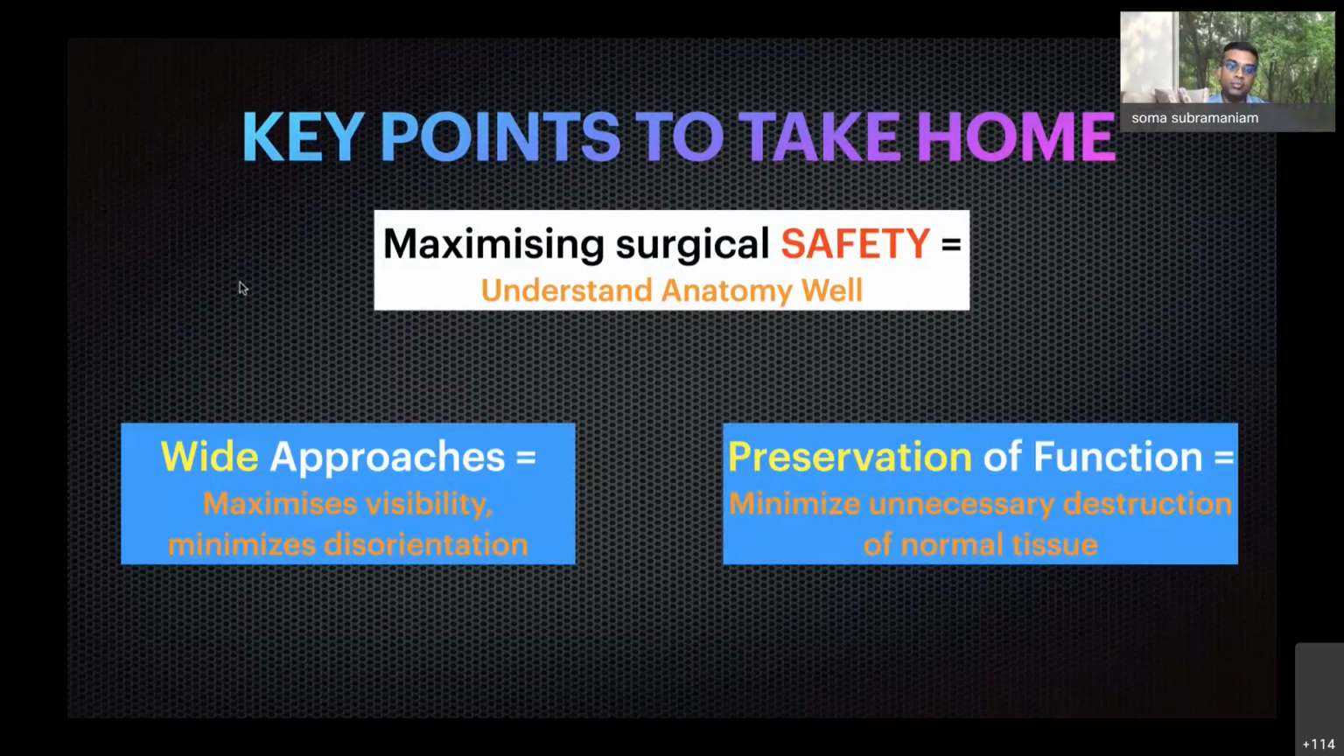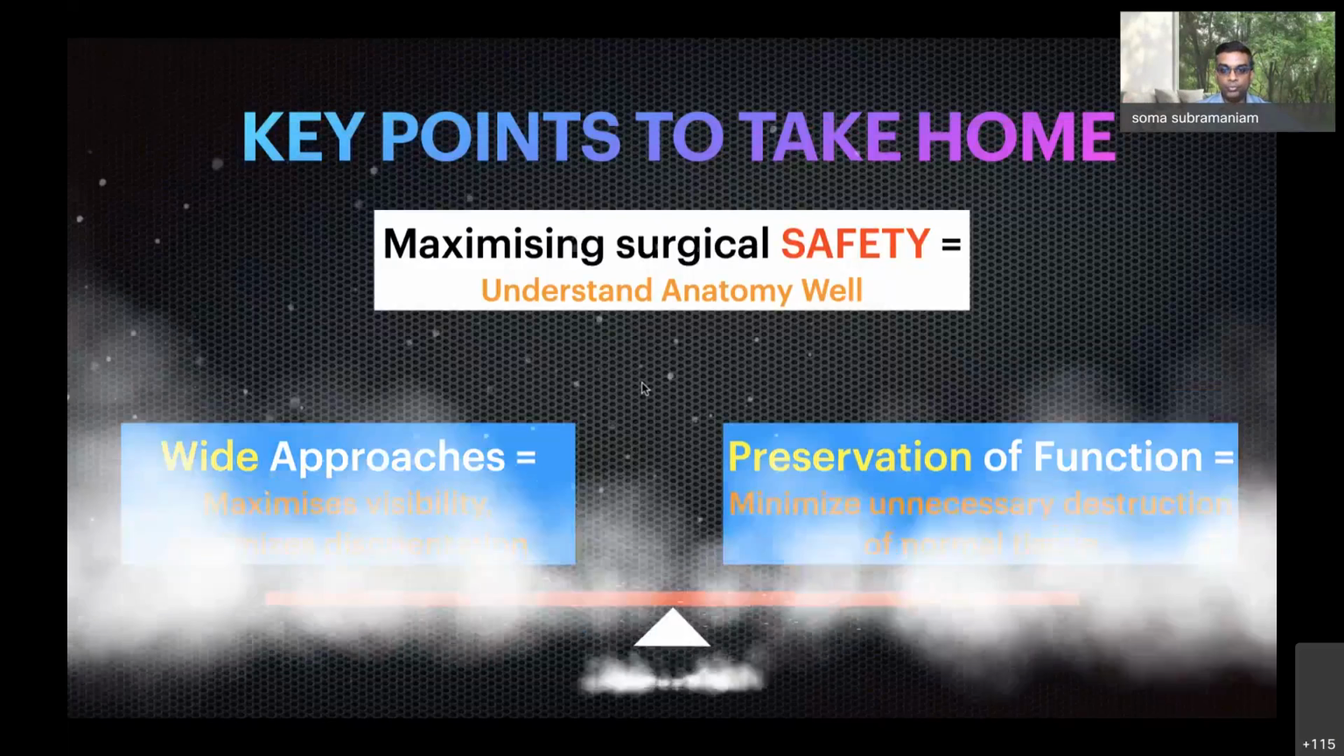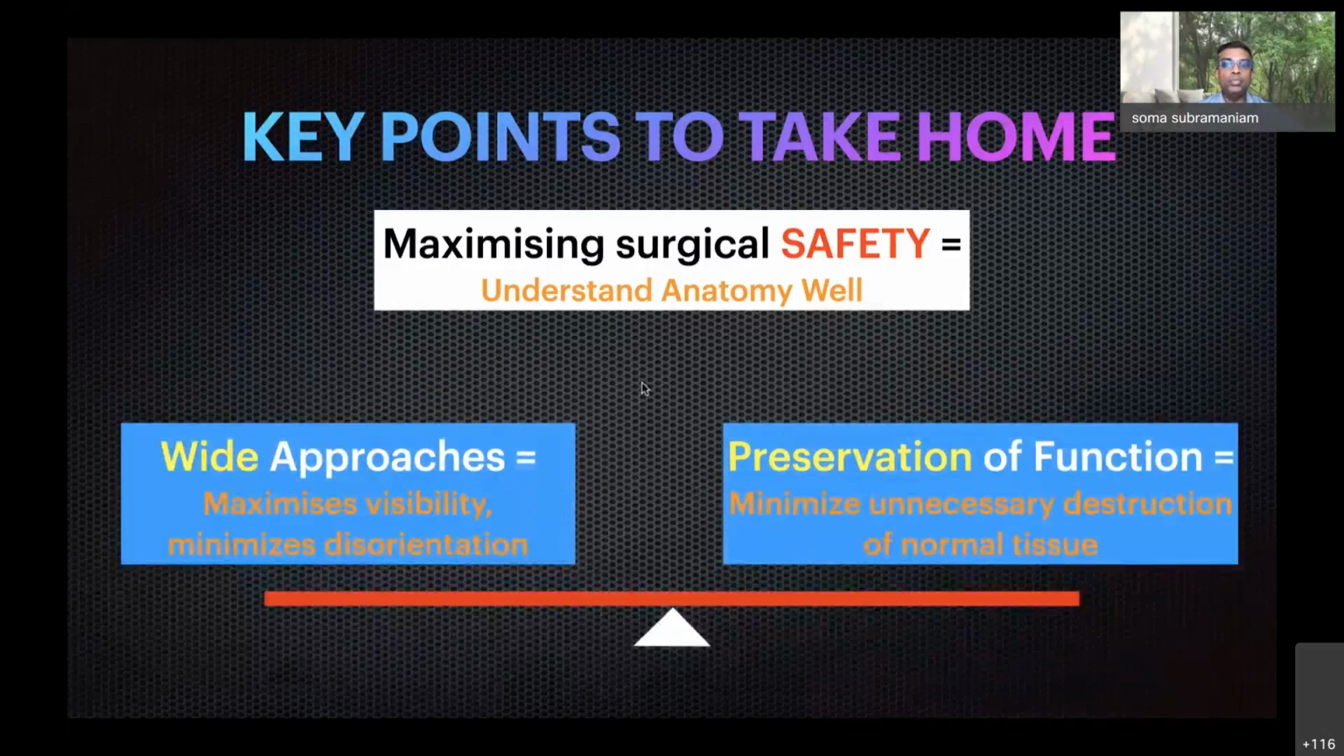The nose has five functions, right? So it's filtration, olfaction, respiration, temperature regulation, and humidification. So we should try to preserve as much of the function as possible without unnecessarily destroying normal tissue. When we're doing tumor surgery, there will be times when we'll have to destroy tissue where necessary, but where we can, we should try to avoid it wherever possible.